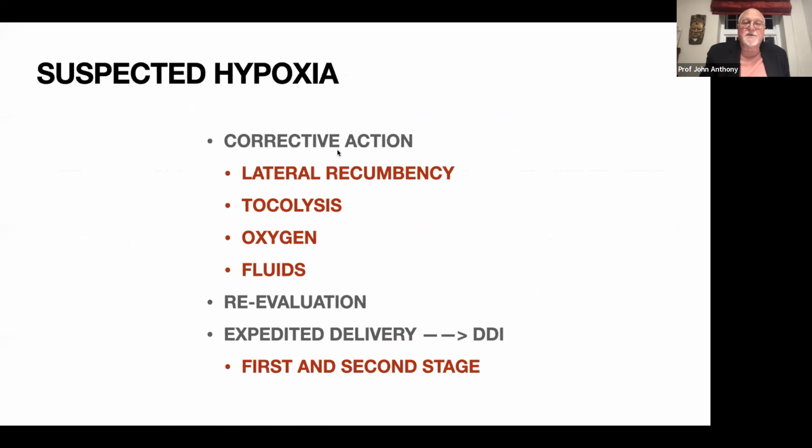And the actions that are required, the corrective actions, are a question of lateral recumbency, putting the mother on her side, giving her a tocolytic, stopping the contractions, giving her oxygen. If she's hypovolemic, giving her intravenous fluids, then reevaluating and expediting delivery. And if you're in the first stage of labor, that's going to mean a Caesar. If you're in the second stage of labor, then there is also a discussion around whether or not operative vaginal delivery is an option.